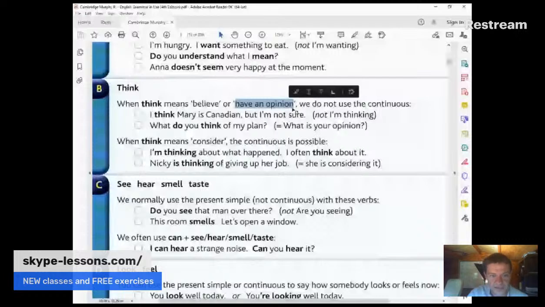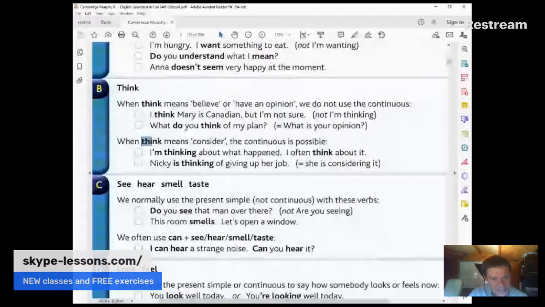When it means in my opinion, if I think means in my opinion, it's a stative verb and you mustn't say I am thinking. But if think means consider, basically think about means consider, think of means have an opinion of something. So that's the difference. Think of is stative. Think about is dynamic, is active, and we often use it in the continuous.